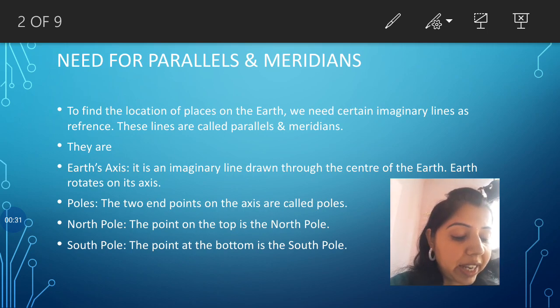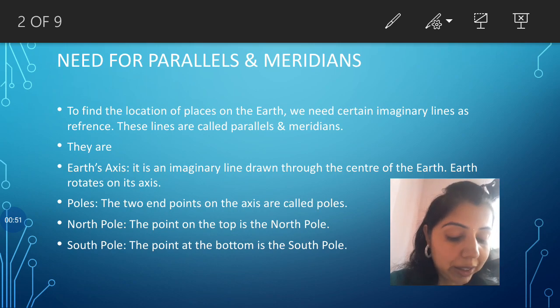An imaginary line passing through the center of the earth, around which the earth rotates, is called the axis. The two end points on the axis are called poles. The poles are used as two fixed points. The point on the top is the north pole and the one at the bottom is the south pole.